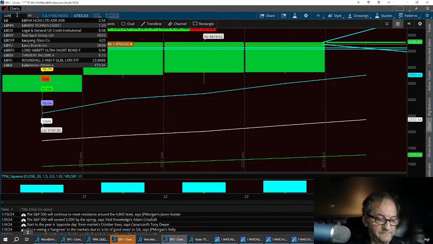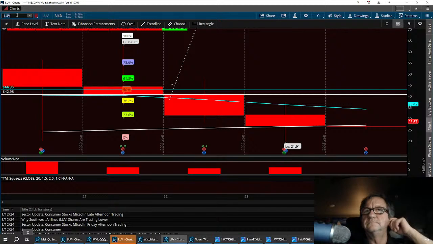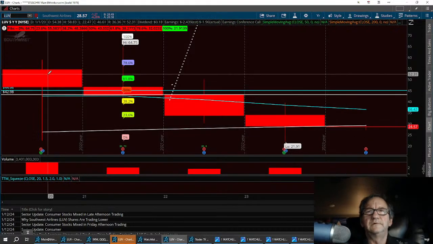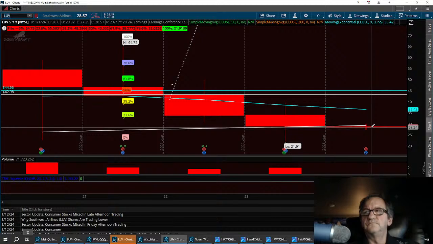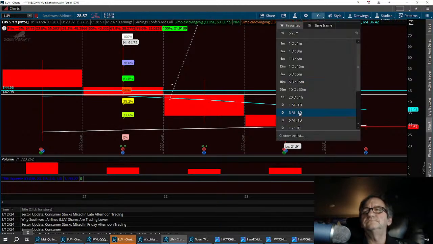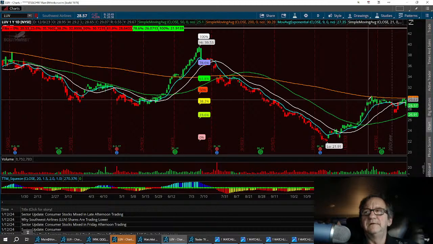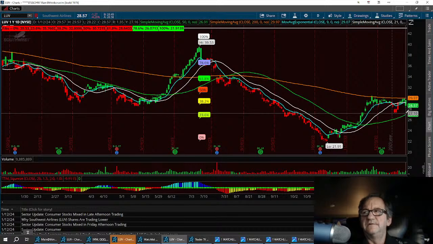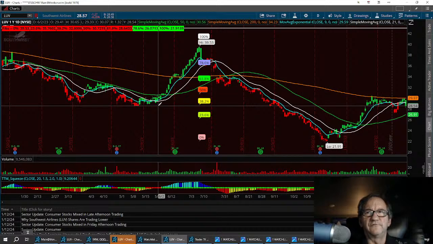Let's start off with LUV, Southwest Airlines. See how cheap they are? We're at $28. We're twiddling around this here support level. That's on the yearly. We come up and hit the 200 at a double top resistance. We could pull back here and hit a double bottom. And you got support level right here off this previous low.